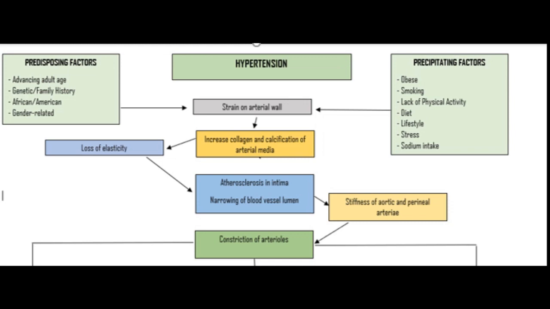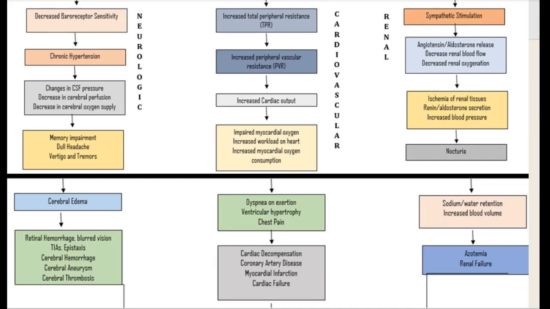Strain on the arterial wall would contribute to a rise of collagen and calcification of the arterial tissue, leading to a loss of elasticity that would cause atherosclerosis in the intima and narrowing of the blood vessel lumen, which would cause stiffness of the aorta and peripheral arteries, which would contribute to the constriction of arterioles. Constriction of arterioles would lead to neurologic, cardiovascular, and renal damage.